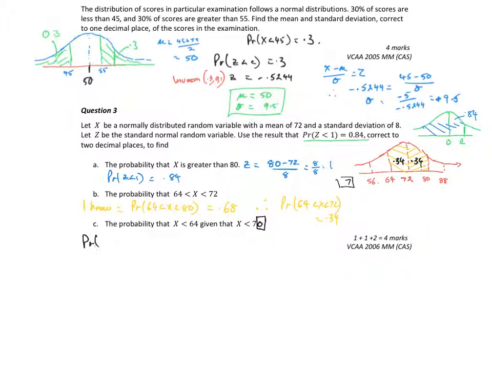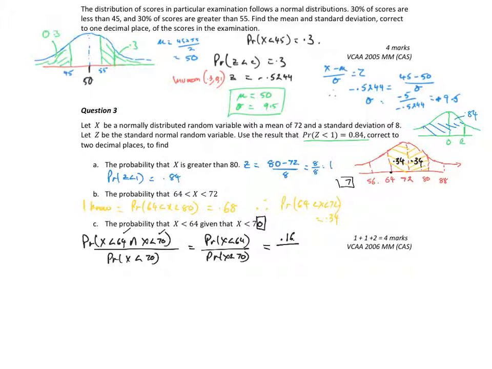So the probability that X is less than 64 and X is less than 70 over the probability that X is less than 70, that's my conditional law. So to be a number less than 64 and less than 70 means it's got to be a number less than 64, over the probability that X is less than 70. Less than 64 is where? That's there. So if that's 0.34, that has to be 0.16 there.